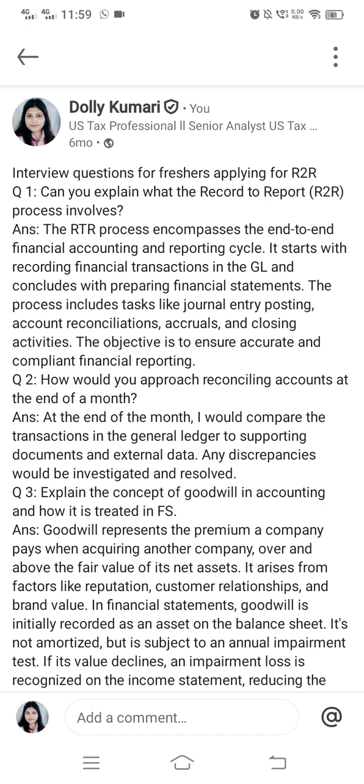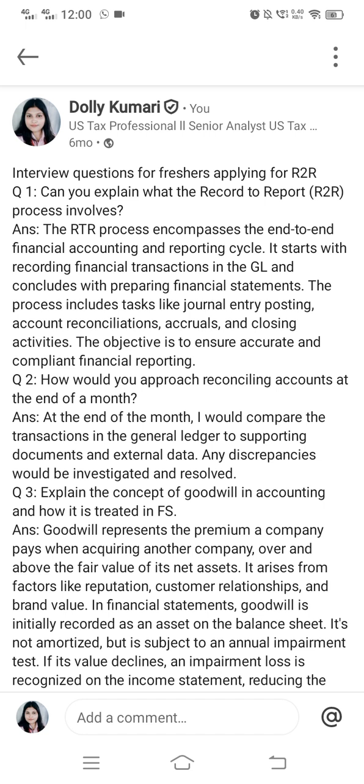And the initial inception is creating a GL, general ledger, and tracking the transactions which are happening. The process includes tasks like journal entry posting, account reconciliation, accruals, and closing activities. The objective is to ensure accurate and compliant financial reporting.